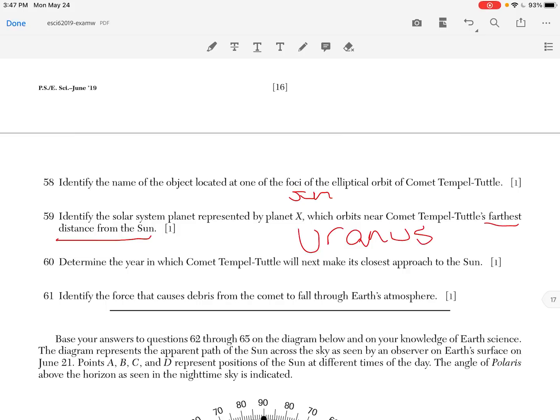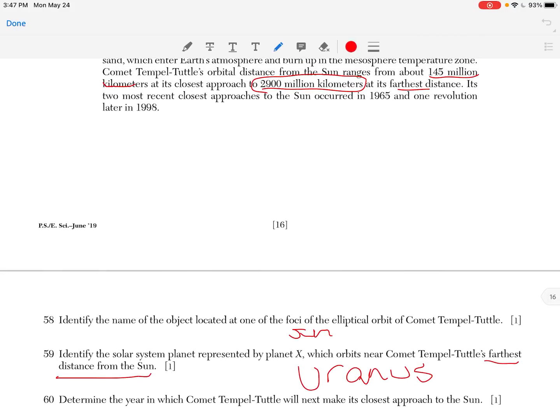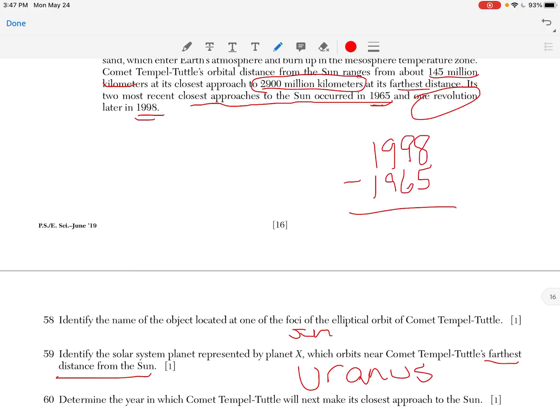All right, question number 60. Determine the year in which Comet Tempel-Tuttle will next make its closest approach to the sun. And this one comes directly from the paragraph. We're going to have to do a little bit of calculating here, but it does tell us that the most recent approaches to the sun occurred in 1965 and 1998. So what we're going to do is figure out how long one revolution is. In other words, how far apart were those years? 1998 minus 1965. If you do the math there, you get 33 years for one revolution of this comet. It takes a pretty long time to go around the sun.